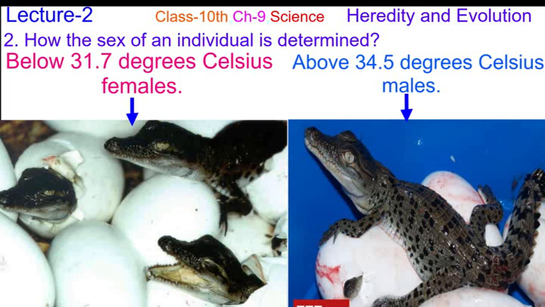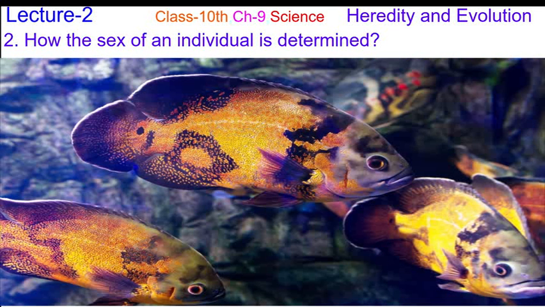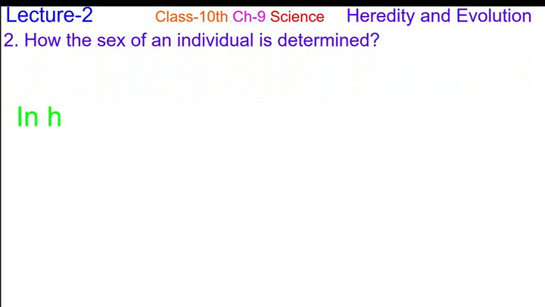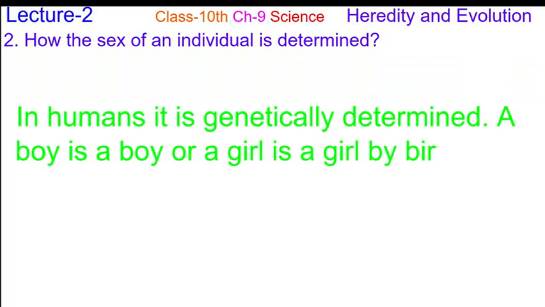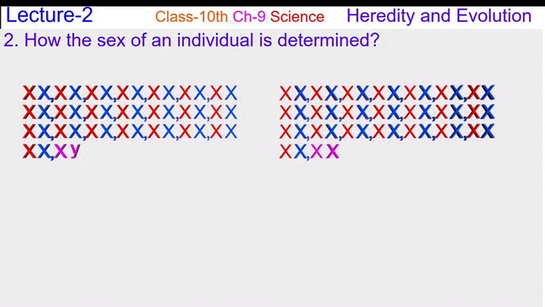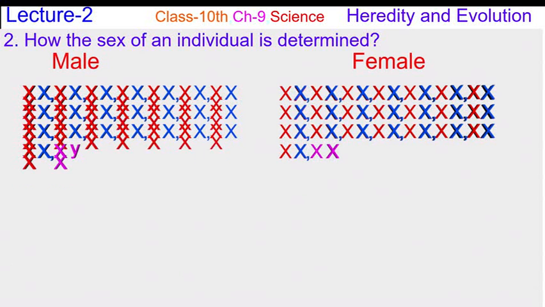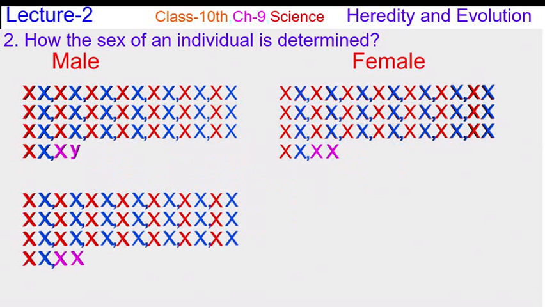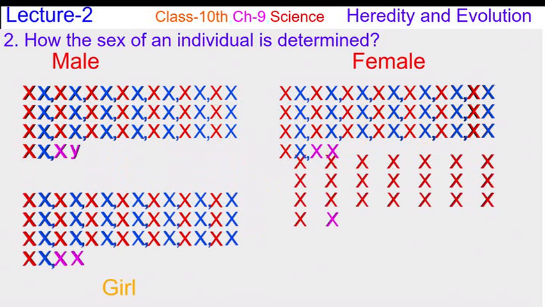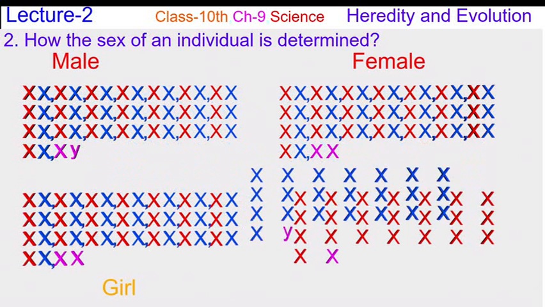In many reptiles, the temperature during incubation of eggs decides the sex of the newborn. Some animals can change their sex if the partner dies or under other conditions. In humans, it is genetically determined. A boy is a boy or a girl is a girl by birth. It means the genetic material inherited by a male is different from that inherited by a female. It cannot happen if all the chromosomes are identical and perfect pairs.